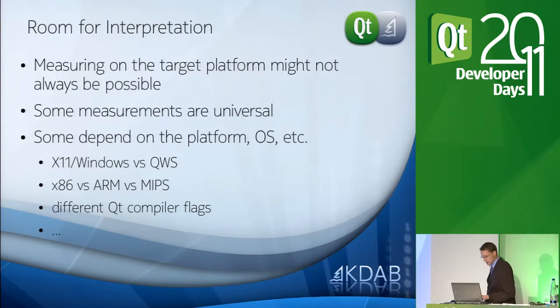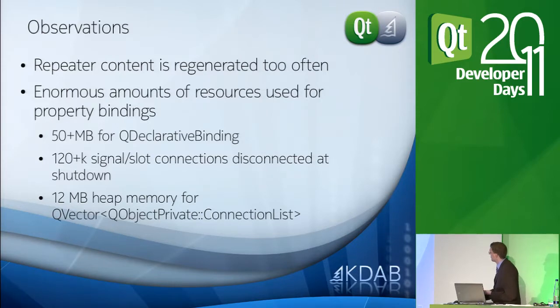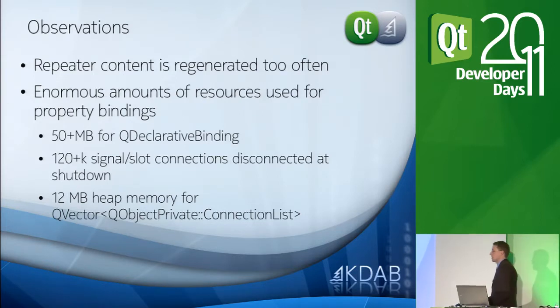And the things we looked at, we will see, are universal. So let's get back to this code and see what we saw there. We noticed the repeater is regenerated several hundred times, so that's much more than we would expect. We saw an enormous amount of resources used for property bindings. So we have 50 megabytes of heap. That's 1/4 of our total heap usage for QDeclarativeBinding objects.